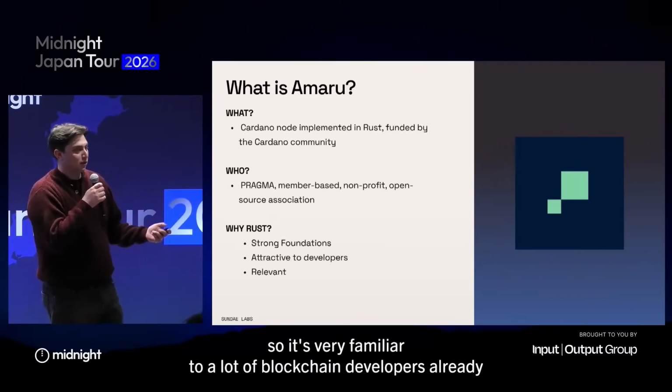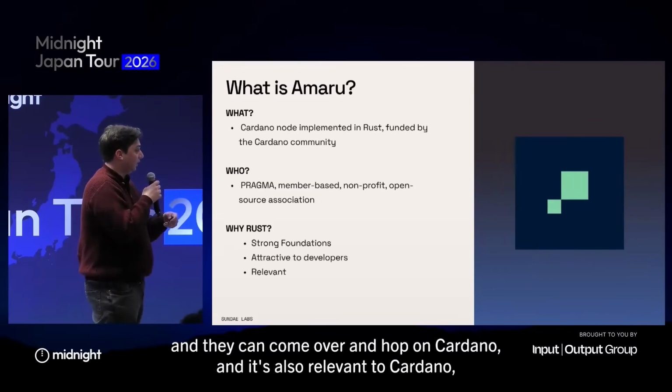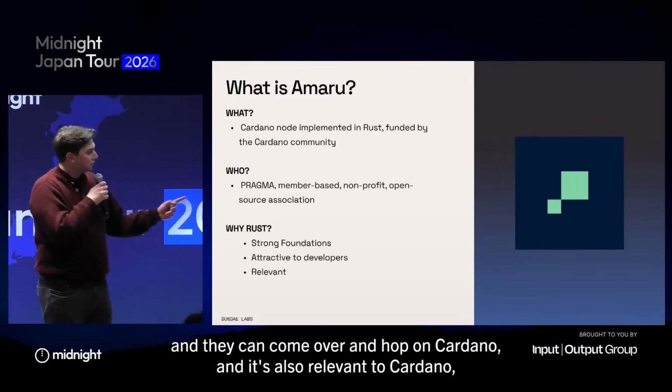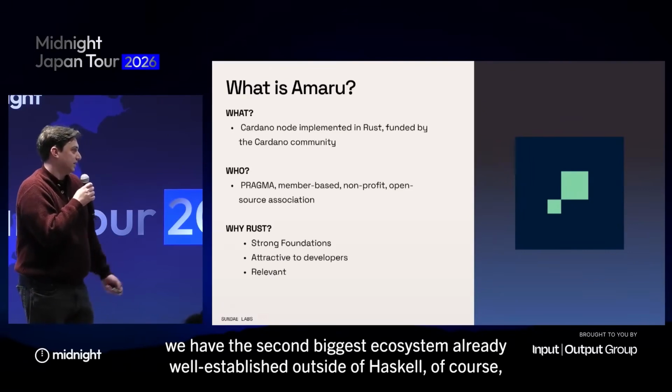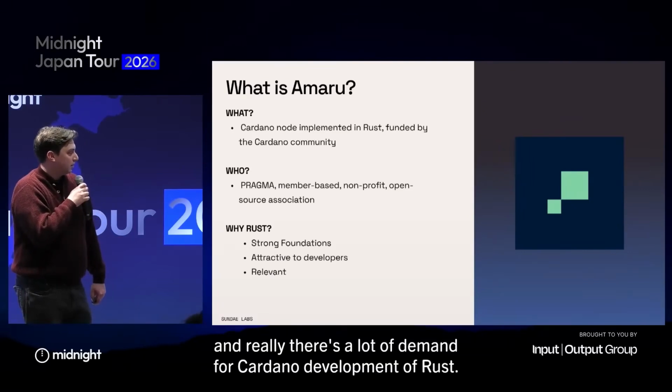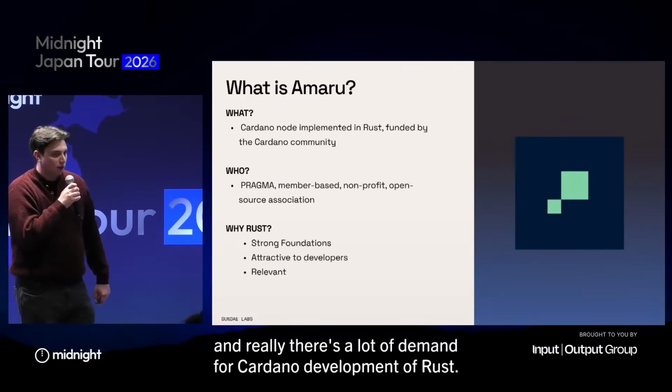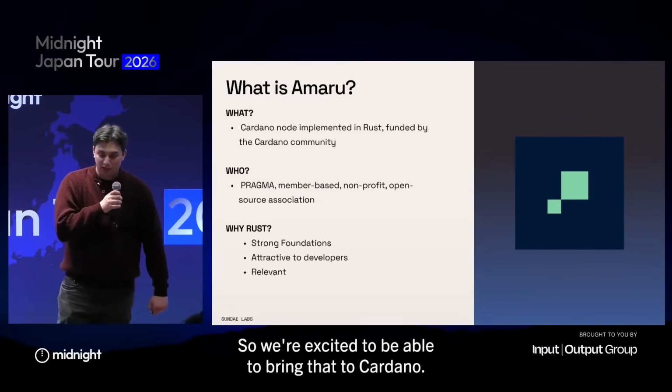So it's very familiar to a lot of blockchain developers already, and they can come over and help out on Cardano. And it's also relevant to Cardano. We have the second biggest ecosystem already well established, outside of Haskell, of course. And really, there's a lot of demand for Cardano development with Rust. So we're excited to be able to bring that to Cardano.